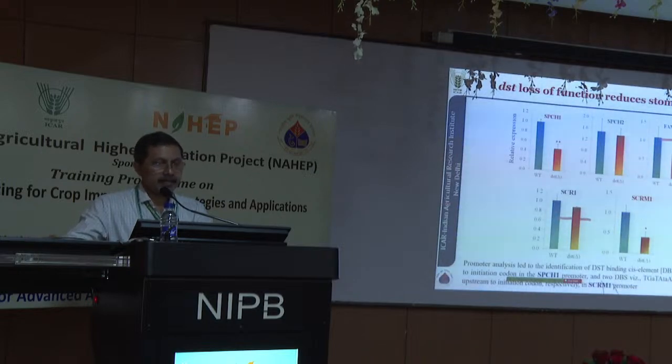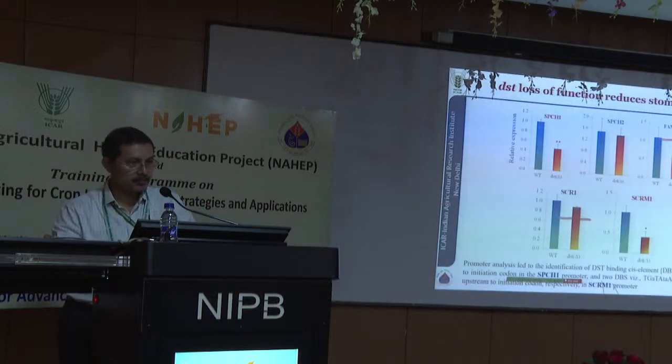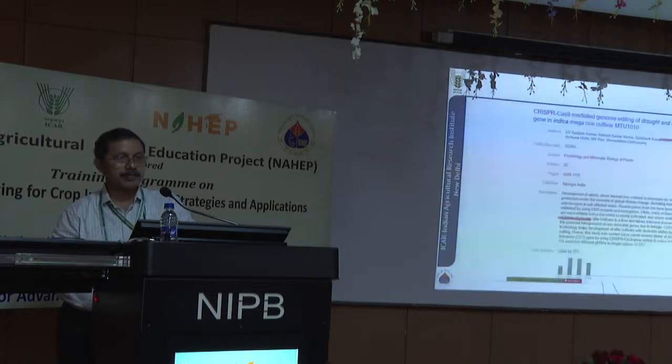Then we analyzed their promoter regions, and we found that these genes had the DST binding site, which is responsible for transcription and expression. So this validation is required to conclusively prove that the mutant DST is not able to bind to its promoter or activate the expression of the genes, so the stomatal number is less.